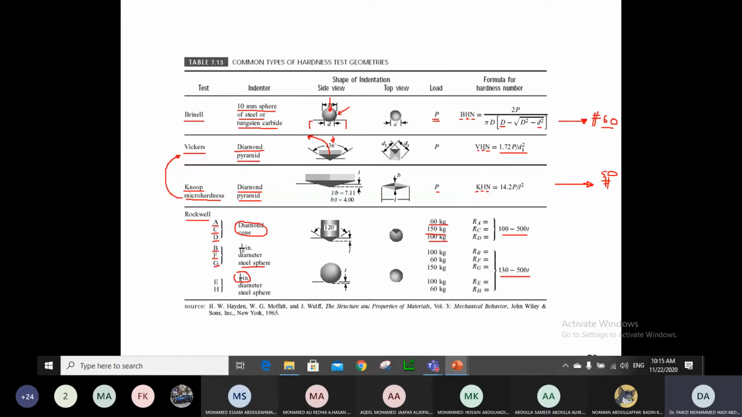So we use a number there and not a unit. We say Brinell hardness number, Vickers hardness number, Knoop hardness number, and Rockwell hardness number. R is not mentioned here, it will be in the next sheet. It is RHN, so it's the same thing. So this is a summary of the common types of hardness tests that we have, the most famous ones.